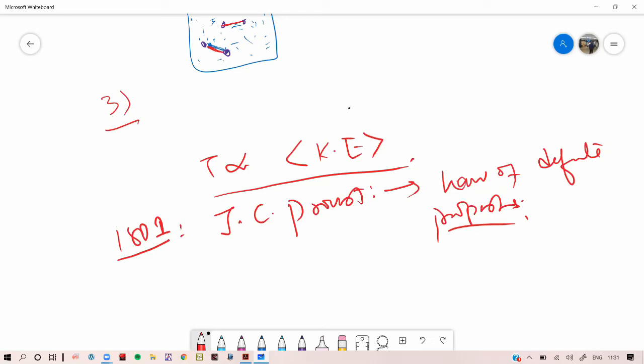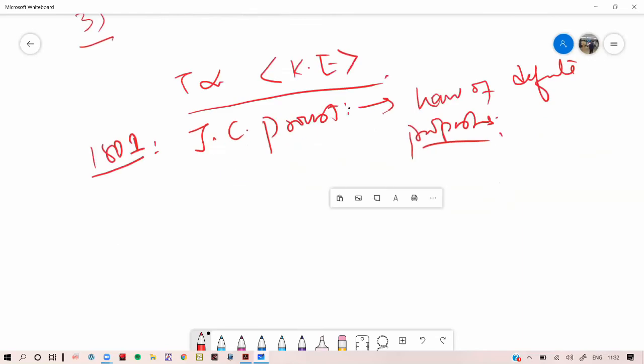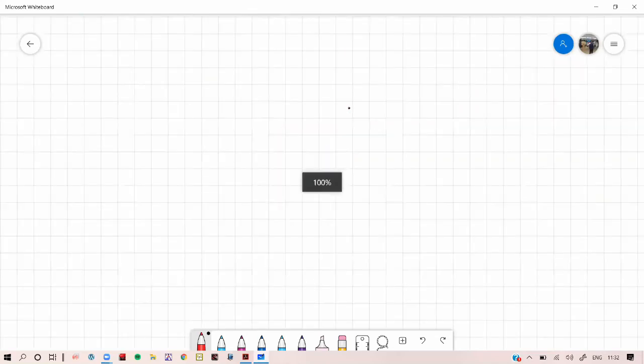This is what is called the law of definite proportions, and those two combining gases, the individual gases.